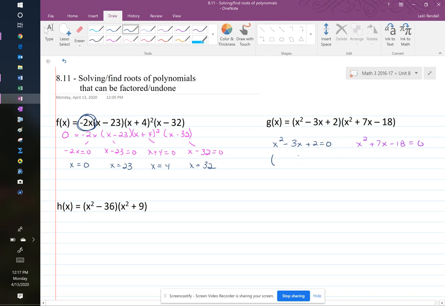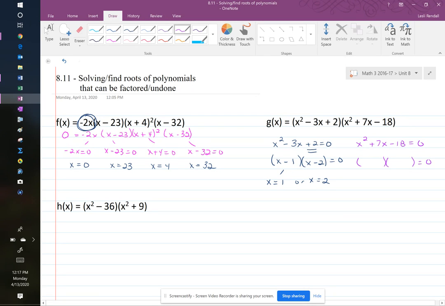So I'm going to do our quick factor of these. We've got the shortcut, remembering that what two numbers multiply to positive 2 that add up to negative 3 are negative 2 and negative 1. So I get x is 1, or I get x is 2. We're going to do the same thing for this back group.